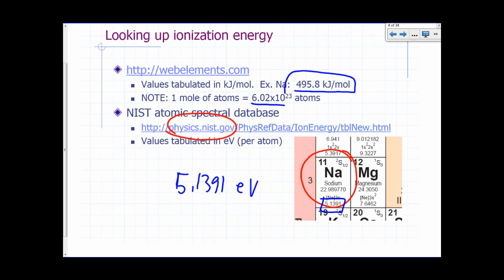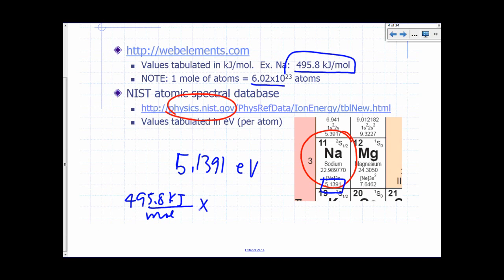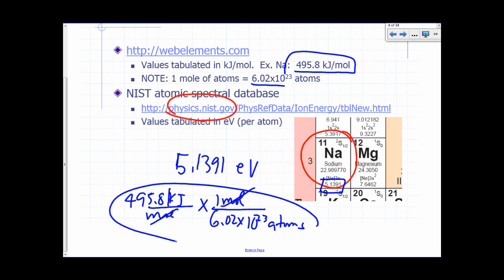So you would take 495.8 kilojoules per mole, times 1 mole over 6.02 times 10 to the 23 atoms. That would give you the number per atom, so kilojoules per atom. And you can just convert kilojoules to electron volts. 1 electron volt, if you recall, is 1.602 times 10 to the negative 19 joules.